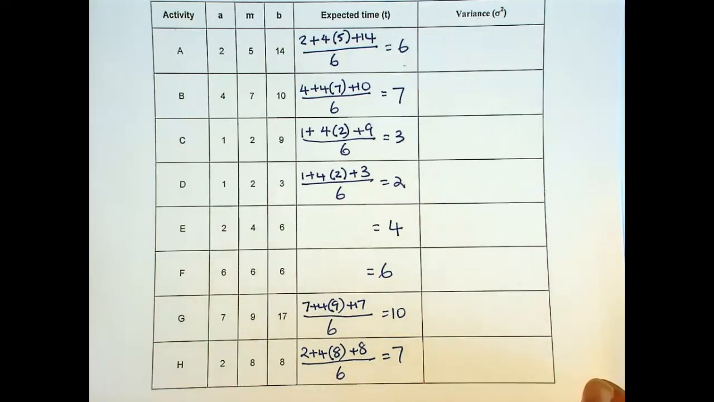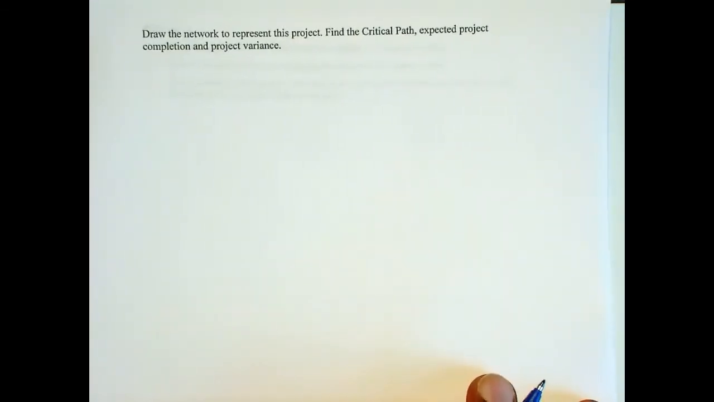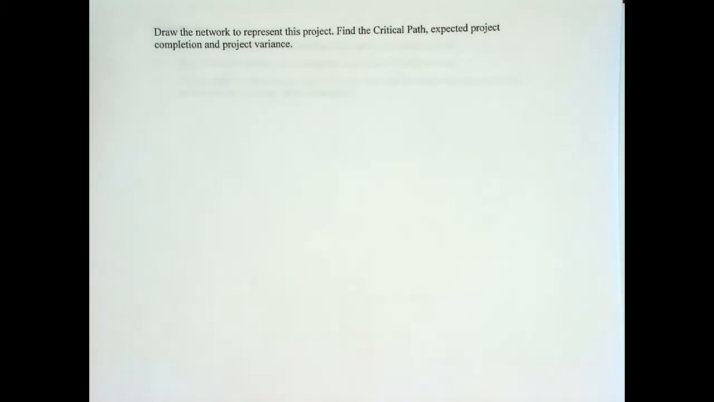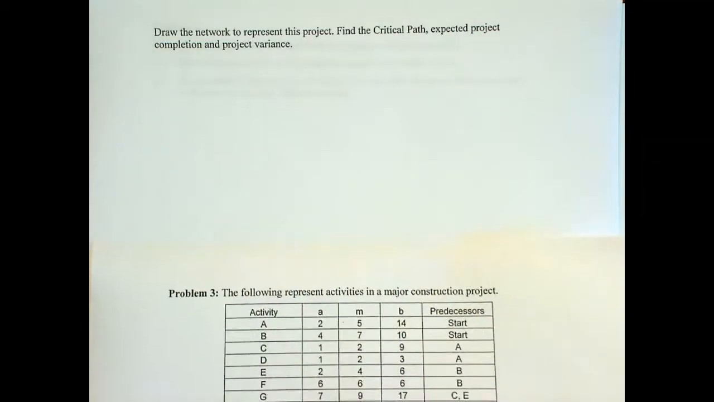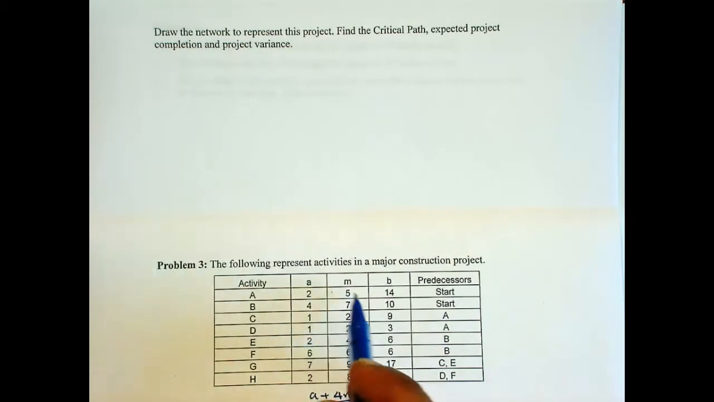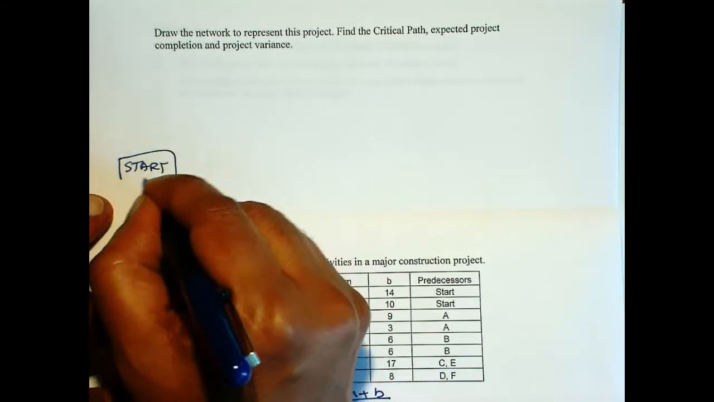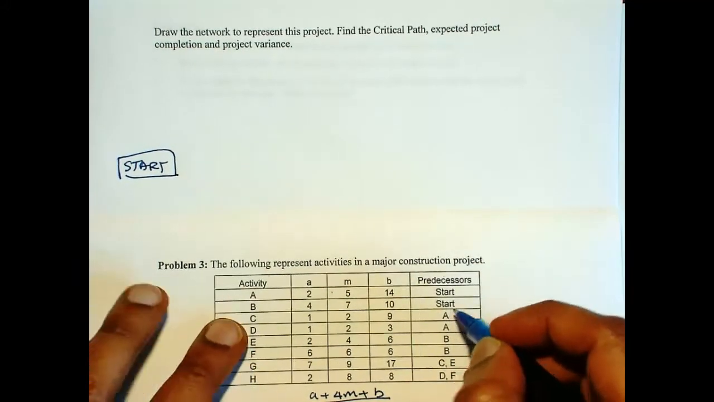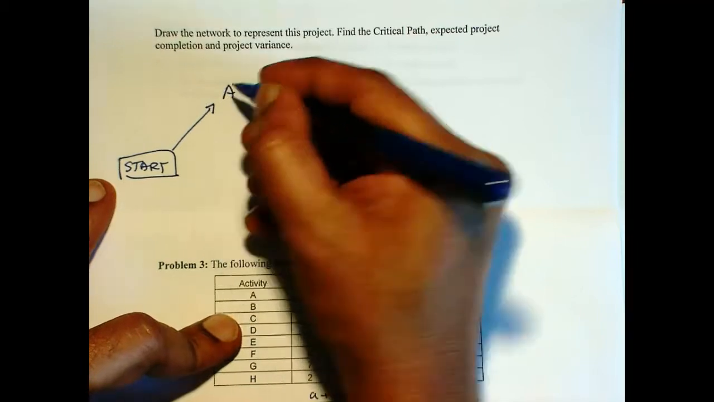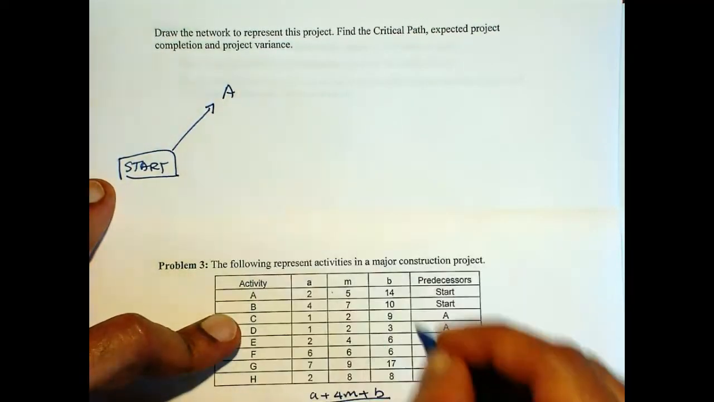So now we're going to have to draw the network and then work it out. So here is the list of predecessors. So we start. There are 2 activities at the beginning. So A, the expected time is 6. B, the expected time is 7.